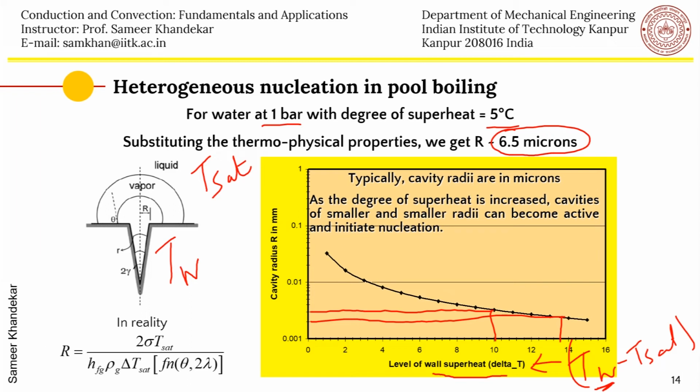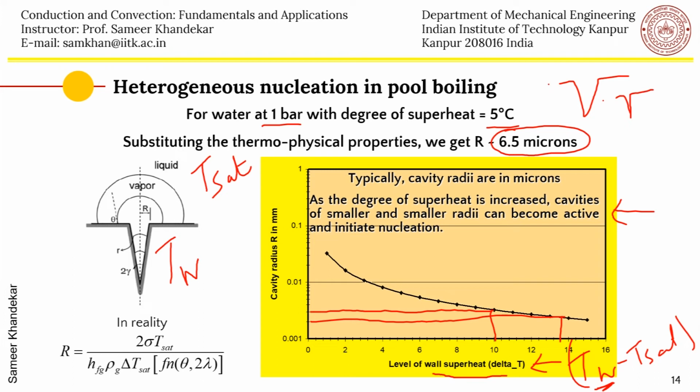So in the beginning, a cavity with a larger radius is active, and a cavity with a smaller radius is inactive. That means bubbles are not getting formed because they are not satisfying the Young-Laplace equation and the Clausius-Clapeyron equation. But if you increase the delta T, at a certain temperature the smaller radii cavity will also become active.